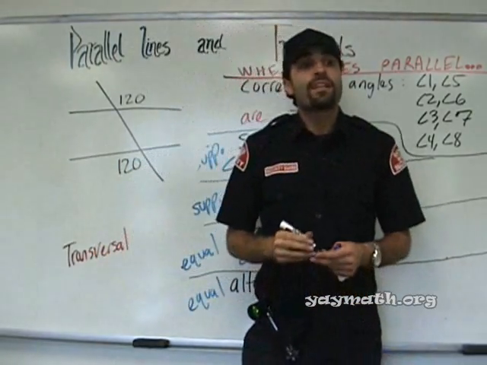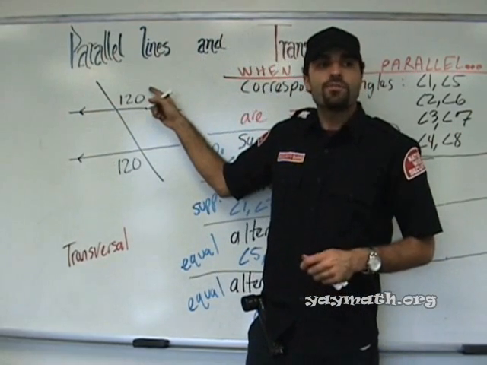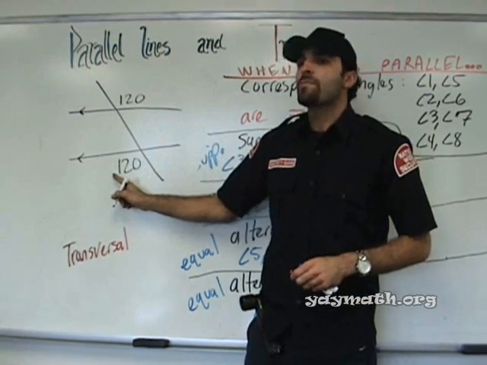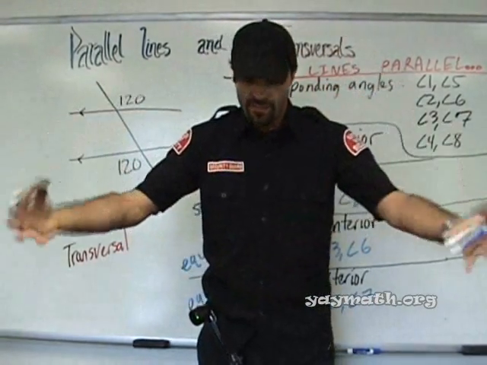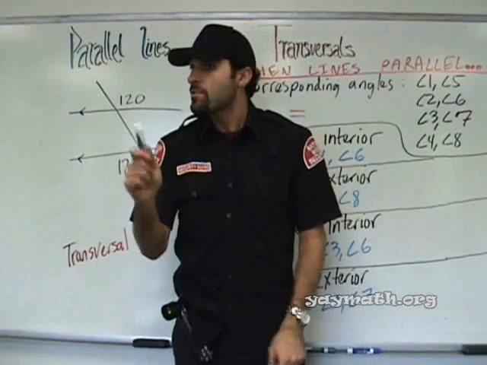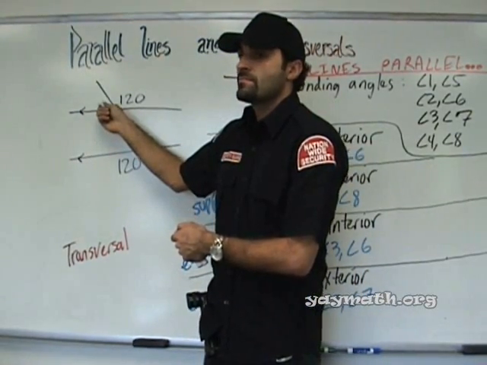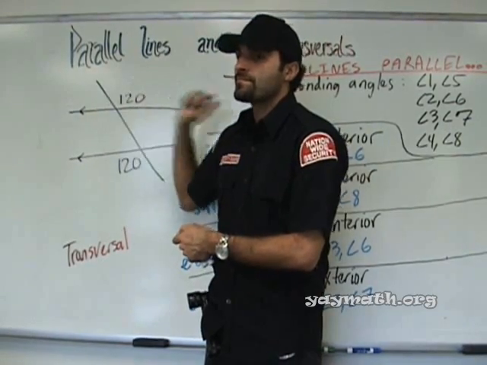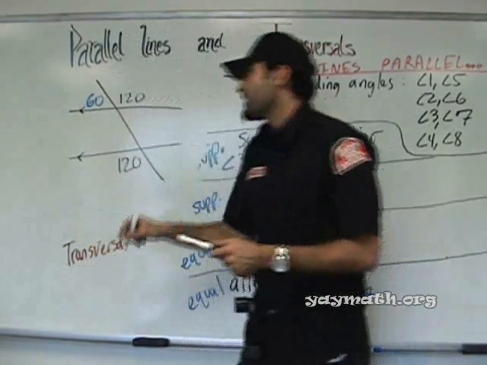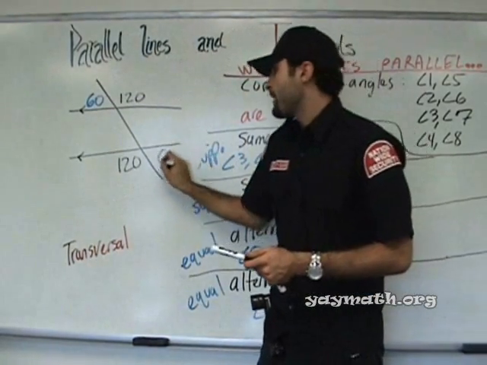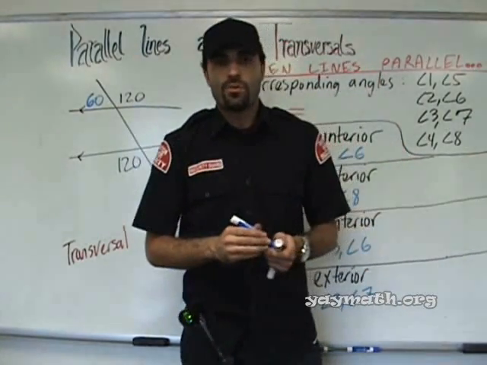Alternate exterior. Now we can also eyeball it. We can eyeball it and say 120 is the obtuse one, right? This is also the obtuse one. So alternate exterior angles are always equal, but not obtuse. Not obtuse, because what would this be? Oh, that would be acute, at 60 degrees. And wouldn't this 60 be alternate exterior with the top? Alternate exterior angles are always equal.